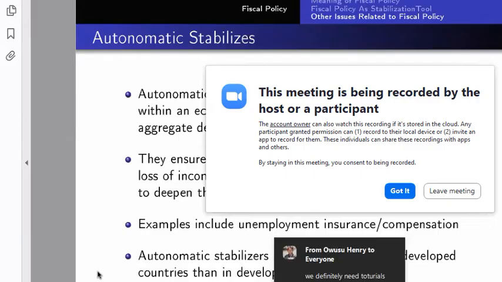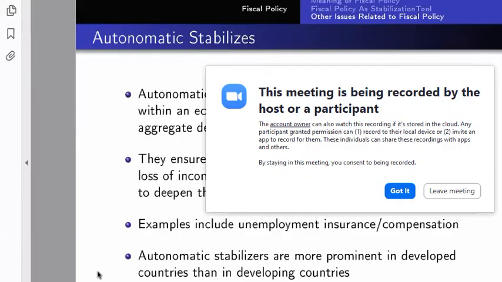In the US it's very popular, but not in a country like Ghana. It's much more popular in the advanced economies. In the US, unemployment benefits are so easy. When you are unemployed, just go and file, and some $200 will definitely be coming every month. Those things are examples of automatic stabilizers, and they are more prominent in developed countries than in developing countries like Ghana.